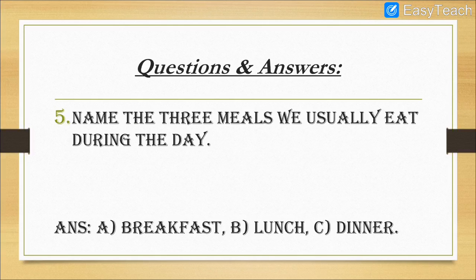Last, number 5, name the 3 meals we usually eat during the day. In the previous question it was asked how many. Now in this question 5 it is asked, name the meals which we eat during the day. Breakfast, lunch and dinner. The 3 meals that we usually eat during the day are breakfast, lunch and dinner. I had told you to learn the spellings as well. So this was all we had learnt in the previous video.